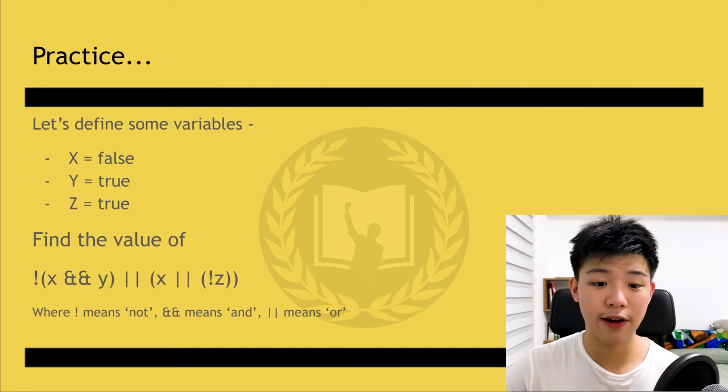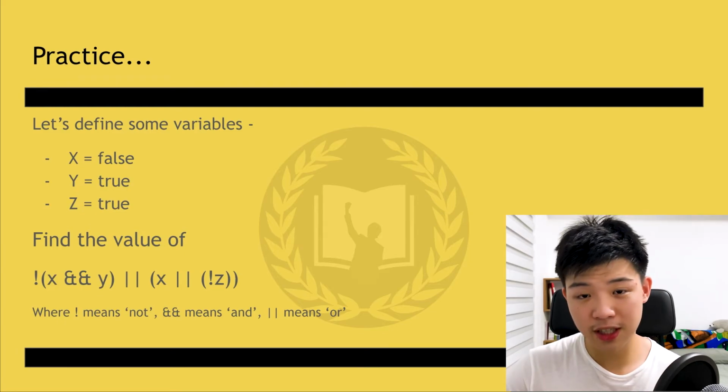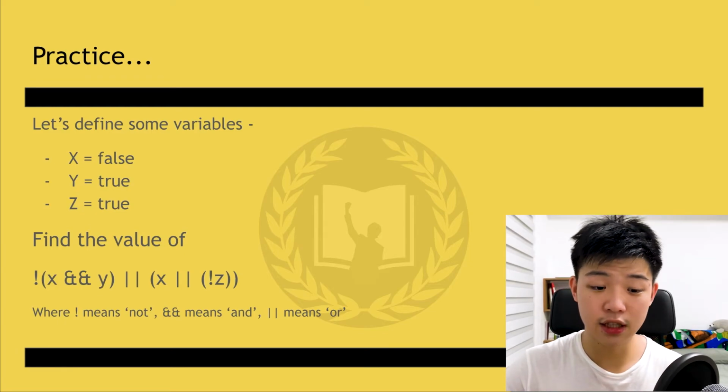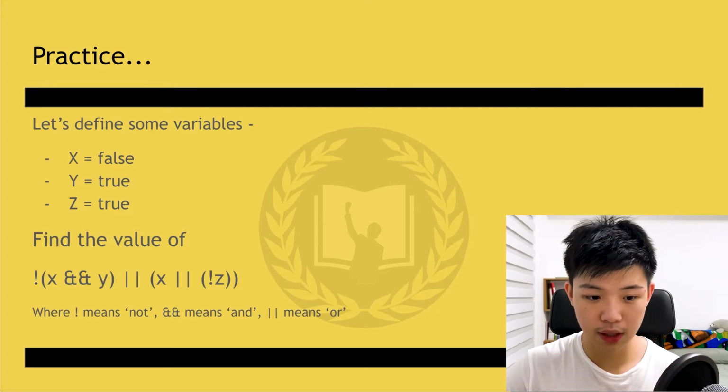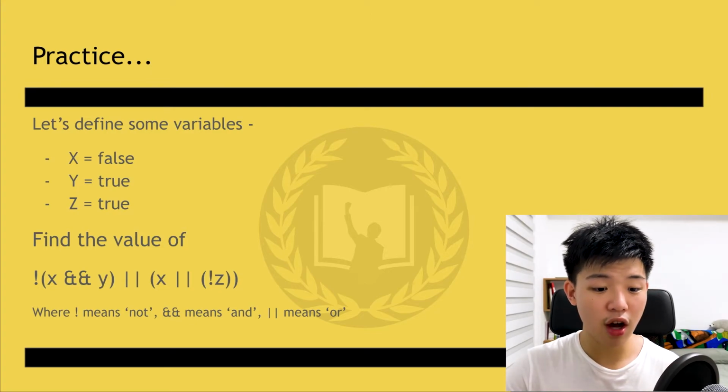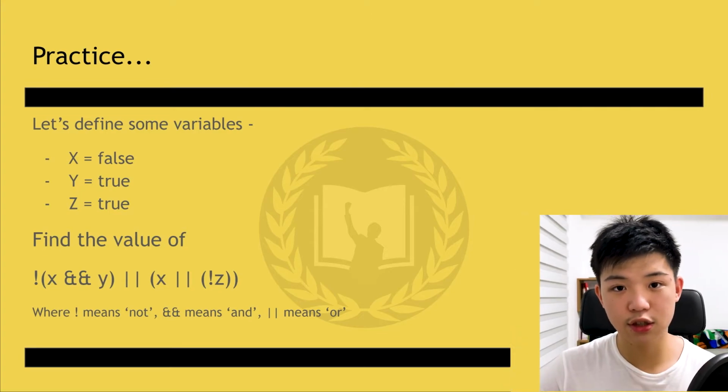First, let's define some variables. Consider x, y, and z to be three different statements. The statement x is false, the statement y is true, and the statement z is equal to true. Find the value of not (x and y), or (x or not z). You have 30 seconds to answer this.